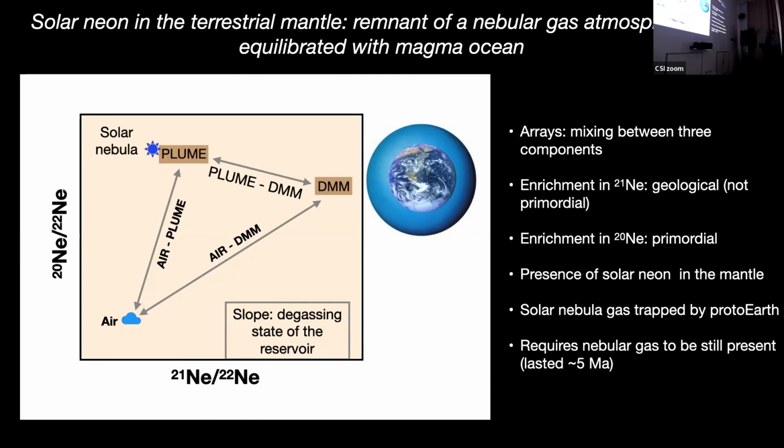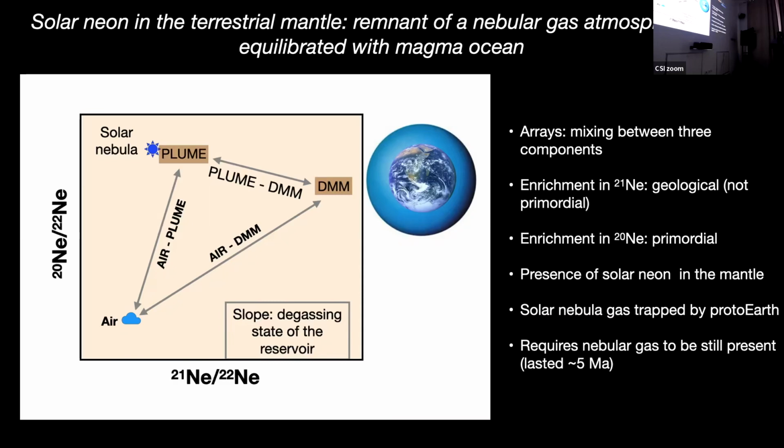And this means that, in fact, within the Earth you also have solar-like neon that is trapped. And the best way probably to put the solar gas into the deep Earth, into the mantle, is probably to think about the proto-Earth having grown to a size that allowed it to gravitationally trap nebular gas.